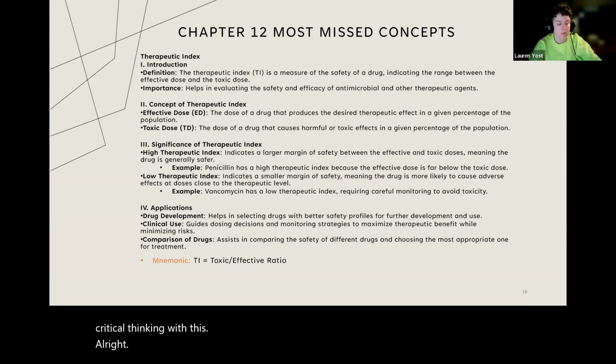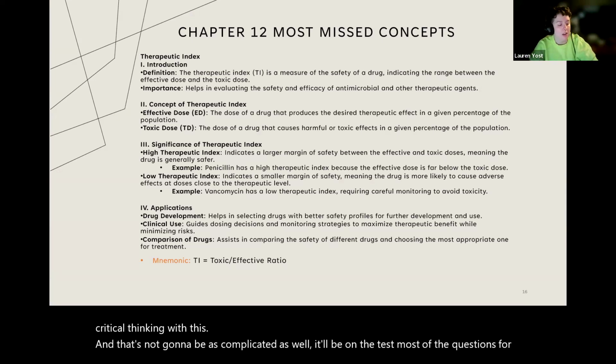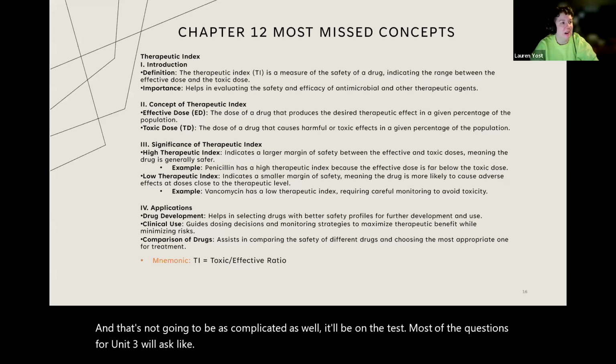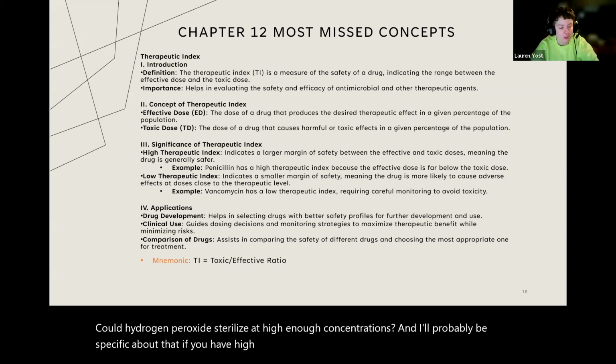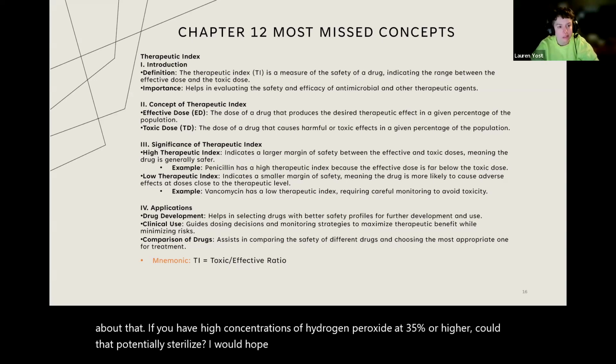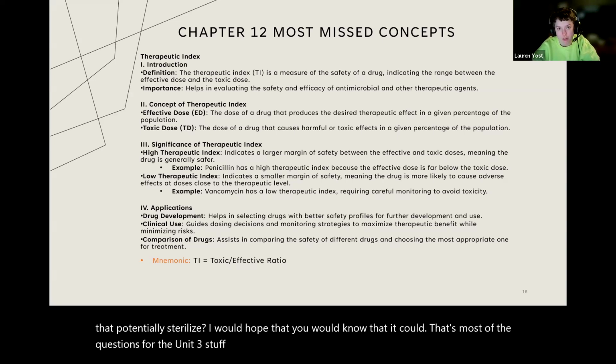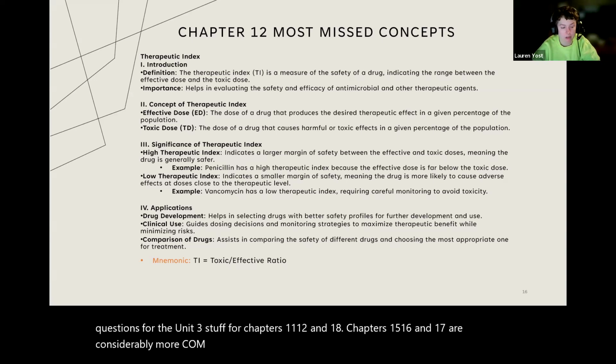And that's not going to be as complicated as what it'll be on the test. Most of the questions for Unit 3 will ask, could hydrogen peroxide sterilize at high enough concentrations? And I'll probably be specific about that. If you have high concentrations of hydrogen peroxide at 35% or higher, could that potentially sterilize? I would hope that you would know that it could. That's most of the questions for the Unit 3 stuff for chapters 11, 12, and 18. Chapters 15, 16, and 17 are considerably more complicated than that. They're not flashcard chapters, but these are, right?